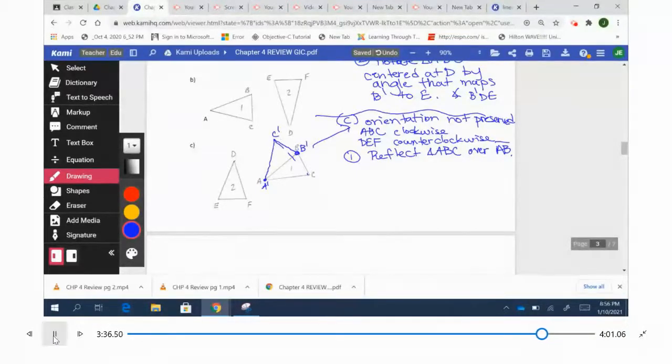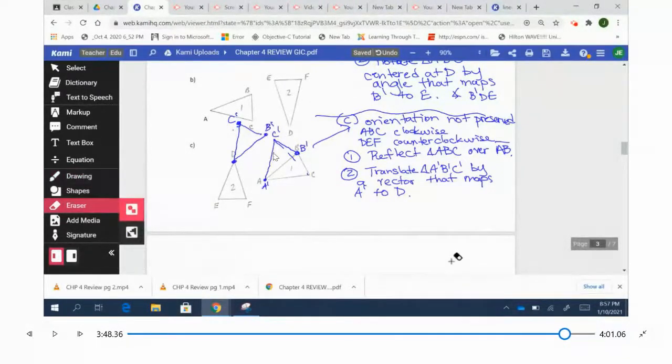Okay, and then I'm going to just, now that orientation is matched between my pre-image and image, I'm now going to translate and then rotate again to finish. Okay. So I'm attempting to estimate where a translation would take us.